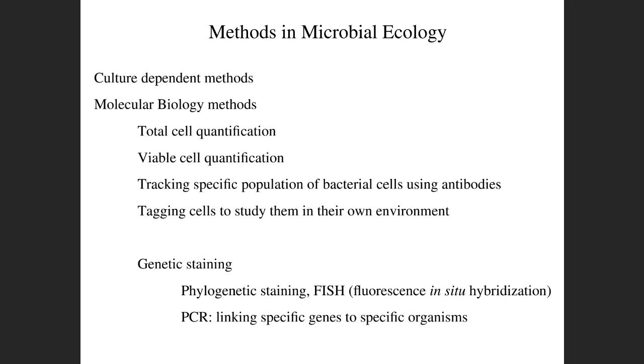And so what we just talked about was the total cell count, viable cell count, and tracking the antibody and then tagging the bacteria. You can also, using genetic methods, do what's called a phylogenetic stain. It's called FISH, which is fluorescent in situ hybridization. And you can also use PCR to target specific genes.